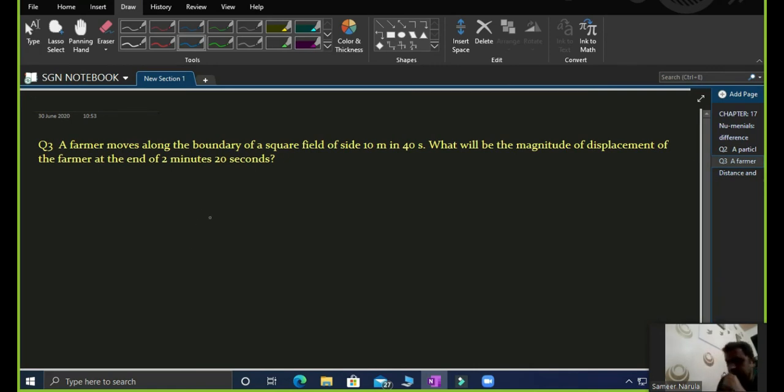Now you just see this question, this is our third question that we have with us right now. This is basically the question which is given in the textbook also. Let's see what the question is all about. A farmer moves along the boundary of a square field of side 10 meter in 40 seconds. What will be the magnitude of displacement of the farmer at the end of 2 minutes and 20 seconds? That is the question we have in front of us.